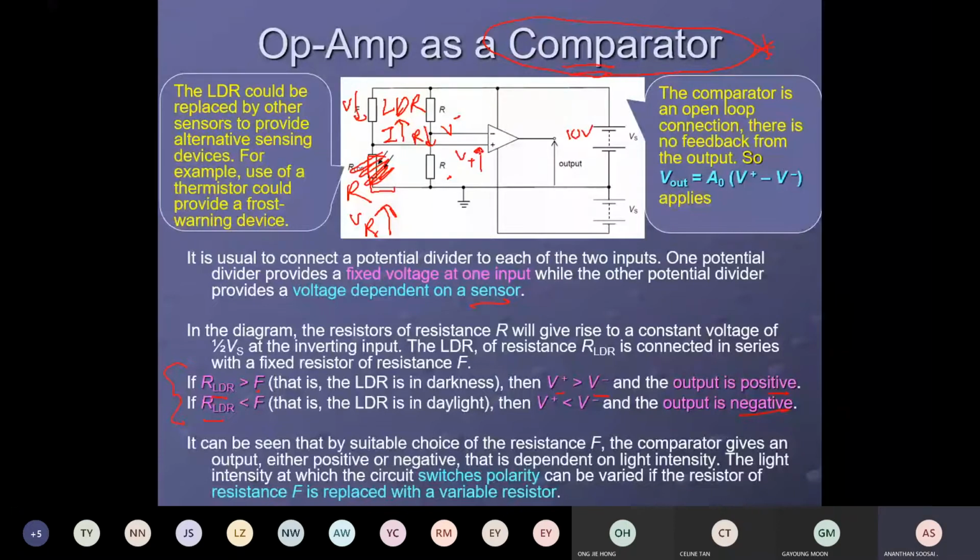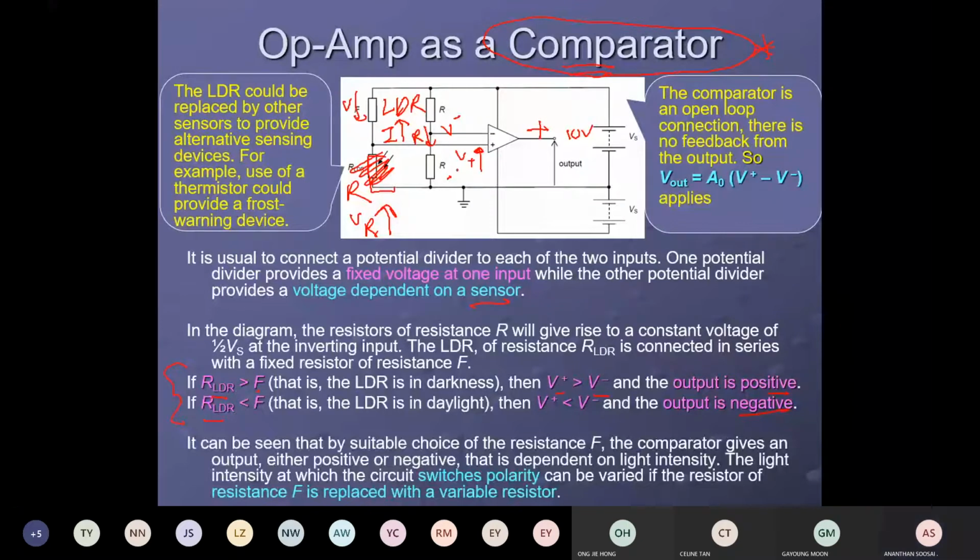When will it rise? In the morning, when the intensity rises, at 7 o'clock in the morning. The V positive will rise, so the output most likely becomes positive. So the light bulb is going to be on in the daytime. If the LDR is fixed on top, that is the problem. It has to be at the bottom.